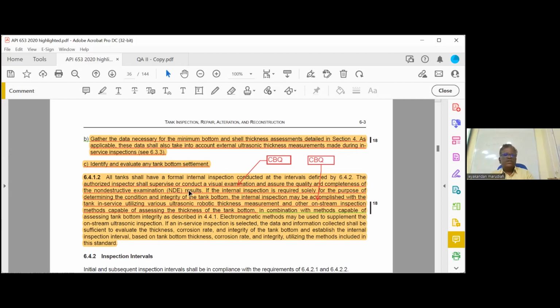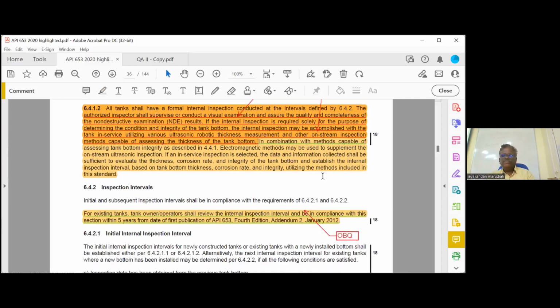Now 6.4.2. The authorized inspector shall supervise, very important, or conduct a visual examination and assure the quality and the completeness of the NDE results. That is important. So either the authorized inspector should conduct the NDE or he supervises the NDE. That line is important. If the internal inspection is required solely for the purpose of determining the condition integrity of tank bottom, the internal inspection may be accomplished with the tank in service employing various ultrasonic robotic thickness measurement and on-stream inspection methods. That also is important. Suppose only to check the integrity, thickness measurement, we can use a robot also. That's also important. Those 5 lines are important.